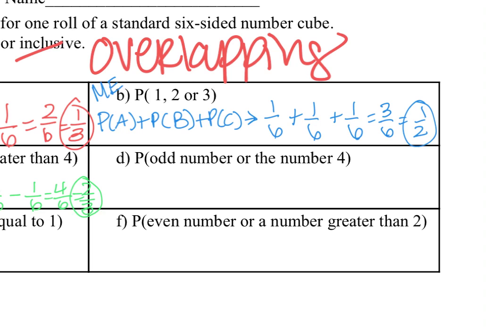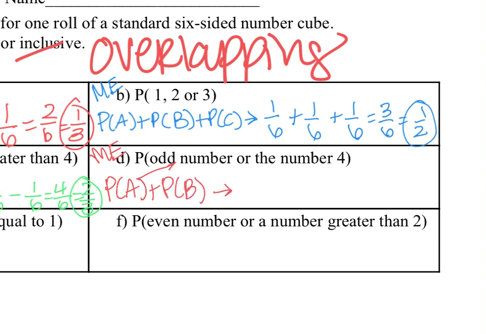All right, D, an odd number or the number 4. Now, odd number is 1, 3, 5. Number 4 is just number 4. There's no overlapping here. No overlapping. So I'm going to say that these are mutually exclusive. So I'm going to just add my probability of A plus my probability of B.